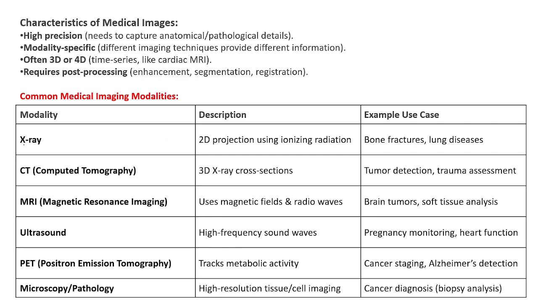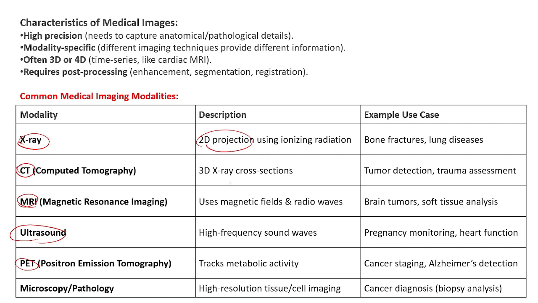Okay, so now we see the common medical image modalities. There is the X-ray image, CT scan image, MRI, that's magnetic resonance imaging, ultrasound image, PET image, that means positron emission tomography, and microscopic pathology. Looking at the description, the X-ray is a 2D projection. We know it is a 2D image. Bone fracture and lung disease are examples of this case.